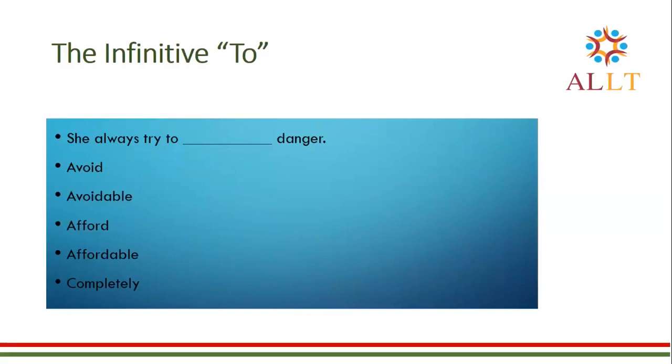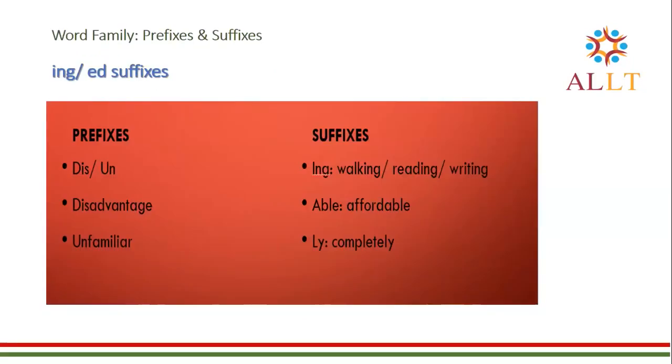Sure. Thank you. The infinitive to, this is another example. Like, for example, she always tries to. Here, avoidable, affordable, completely are ruled out. And you can see students only end up with two choices. I want also to go over the word family.